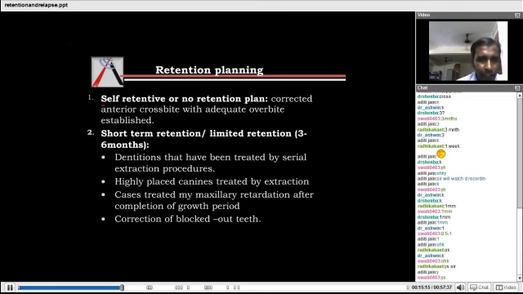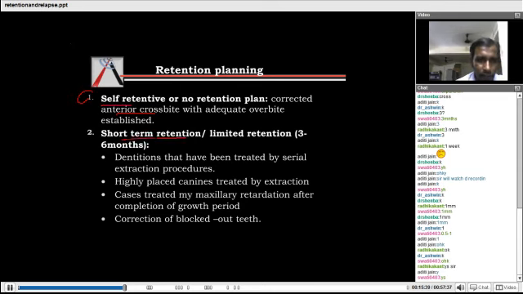The different types: self-corrective, self-retentive, like anterior crossbite. Suppose the upper incisors are lingually placed and you correct the lingual crossbite, it will not come back because the lower incisor acts as a retention for that. That's why he says anterior crossbite with adequate overbite established doesn't require retention. Very important from an MCQ point of view.